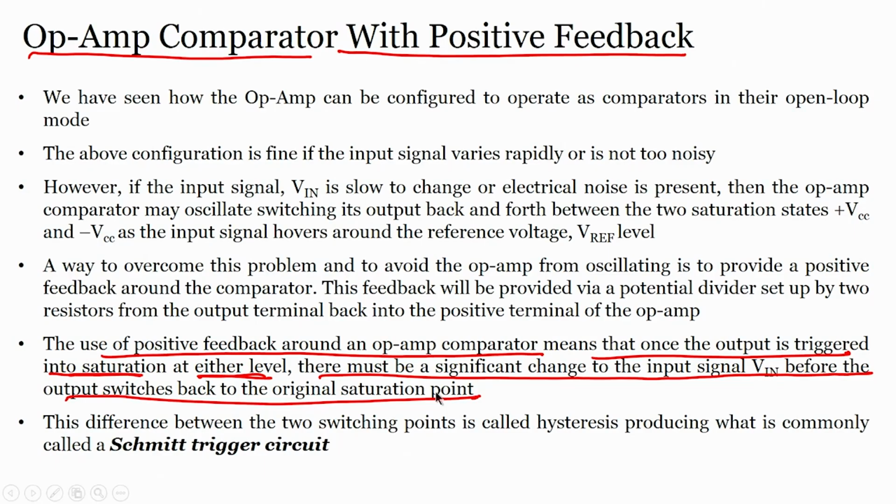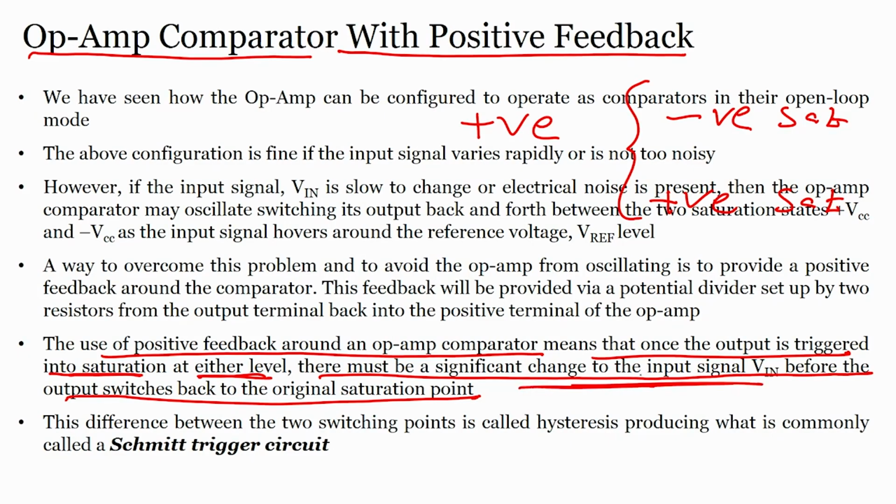What does that mean? If I apply positive feedback, and the output is triggered to negative or positive saturation, I will have to overcome this negative or positive saturation value, and only then can I switch back its characteristics. Otherwise, once the output is triggered into saturation at either level, there must be a significant change to the input signal before the output switches back to the original saturation point.